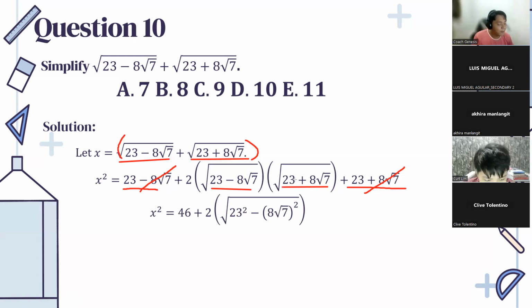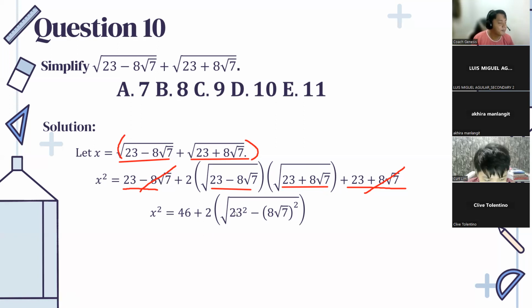Now, if you look at the index of the radical, they both have index 2, or square root. That means that you can multiply their radicands. So when you multiply the radicands, you can then apply the difference of two squares. So you have 46 plus 2 square root of 23 squared minus 8 square root of 7 quantity squared.